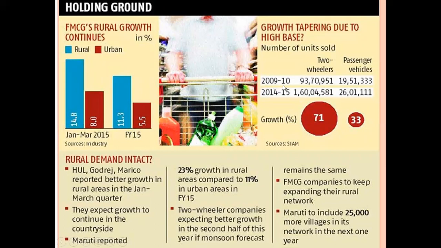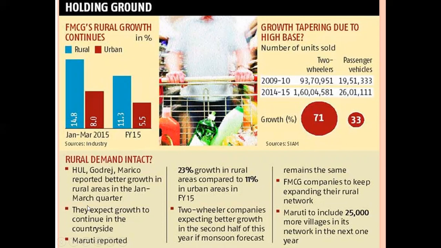Similarly, here you can see that in 2009-10 the number of two-wheelers is somewhere around 93 lakh, but in 2014-15 there are drastic changes in the data. Similarly for passenger vehicles, you can see that the number in rural areas has increased, and this data shows almost 71% growth in two-wheelers and 33% growth in passenger vehicles.